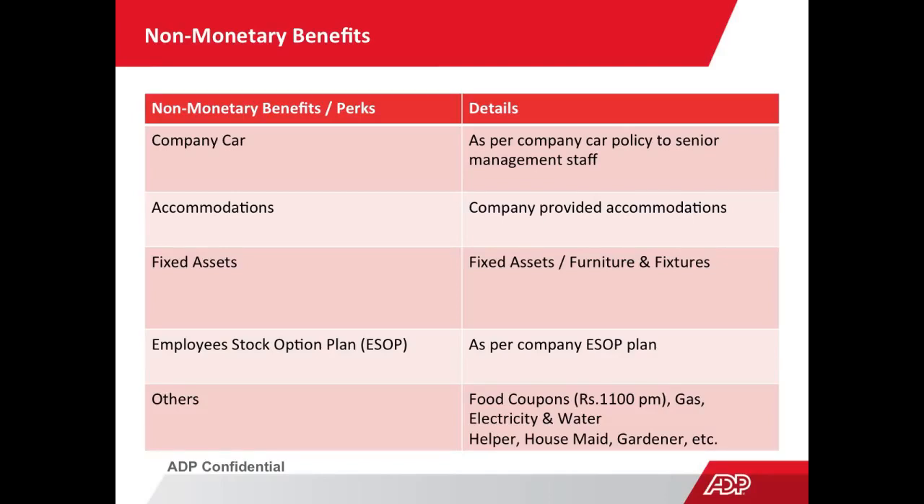The other one is non-monetary benefits. Multiple components are available as non-monetary benefits, and we have highlighted only a few operational, day-to-day ones you come across. One is the company car. There should be a company policy for providing this to senior management staff. Generally, the company car is either company-owned, in the name of the company and provided to senior management staff for their use, or, typically, the company goes for a car purchase lease model.